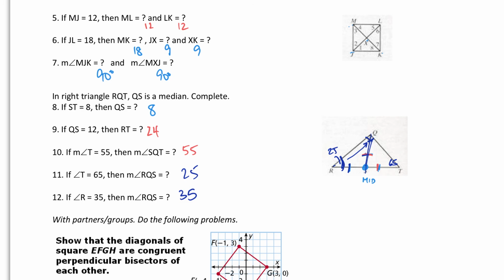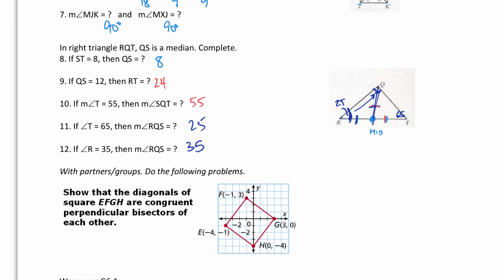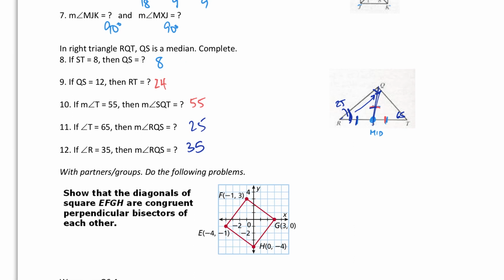Now, on the next one, I'm going to have you guys do it in class real quick. It says do it in groups. Show that the diagonals of a square are congruent perpendicular bisectors of each other. So basically what I'm asking is, for the diagonals of this, this diagonal and that diagonal, we need to show that they are congruent and they're perpendicular bisectors.